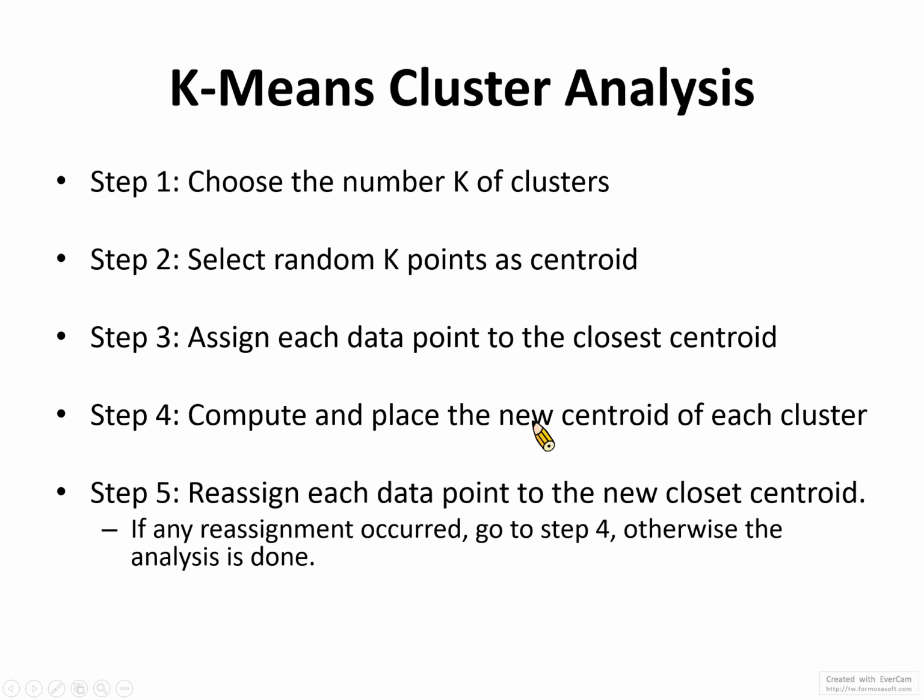So step 1 of K-means cluster analysis is to choose the number K of clusters, meaning that, for example, if you want to divide the data into 2 clusters, then K equals 2, or if you want to divide the data into 3 clusters, then you will select K equals 3, and that is what the letter K means.